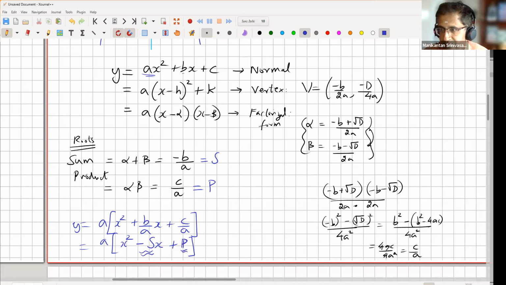Why are we doing it? This is the reason for it, right? The sum of the two roots. If you do that, you get the factorization and then you get the roots from there, right? So this is what is happening. x square minus sum of roots into x plus product of roots.